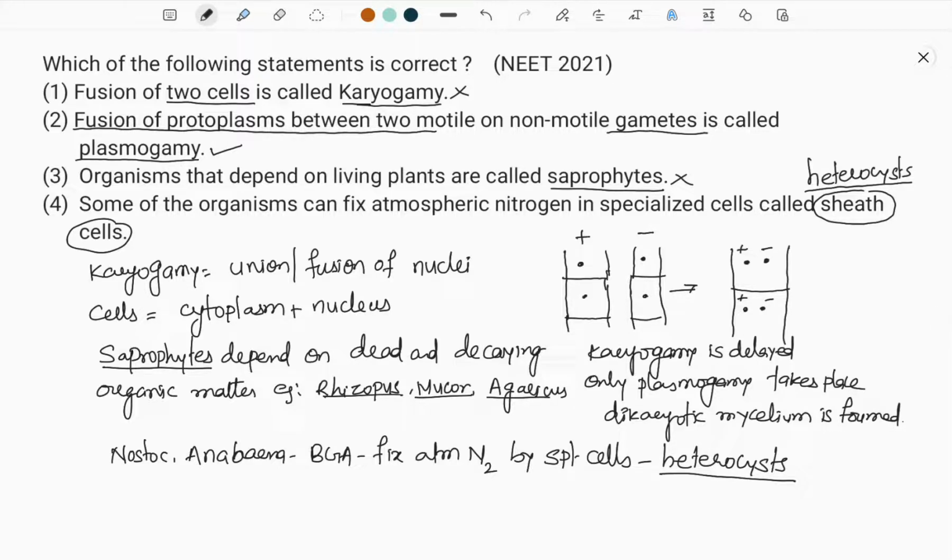And a cell comprises not only nuclei but also cytoplasm. So fusion of cytoplasm and a nucleus is not karyogamy. So that is wrong. Third statement, living plants. Any organism that is dependent on a living being is not saprophyte. Saprophytes definitely they grow on dead and decaying organic matter. So the statement is very general. It is taken also wrong.